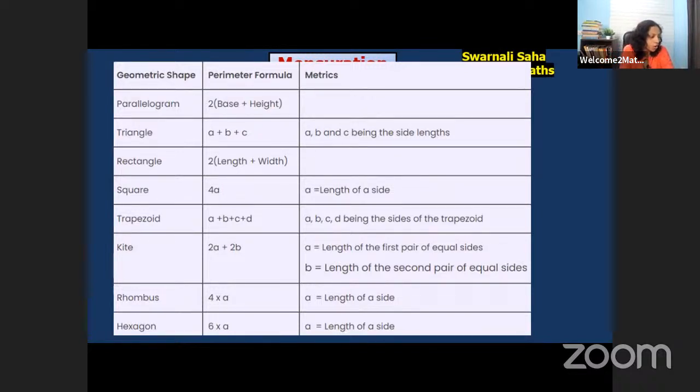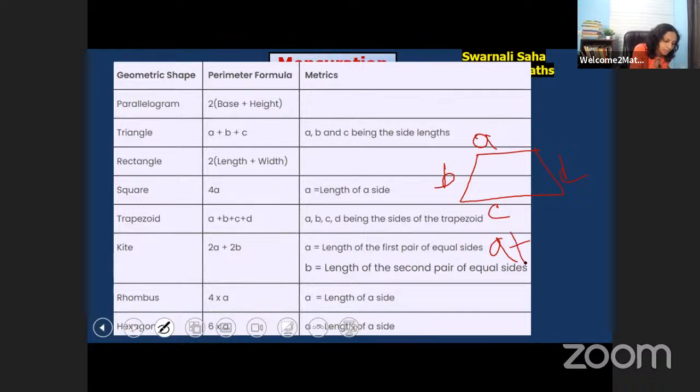So you see all the perimeter formulas are there. If you have a hexagon, it would be 6 into A, 6A. Pentagon, 5 into A. You all know about the trapezoid, square, triangles and rectangles. For a trapezoid, what do we have to do? With sides A, B, C, D, it would be A plus B plus C plus D. Fine?